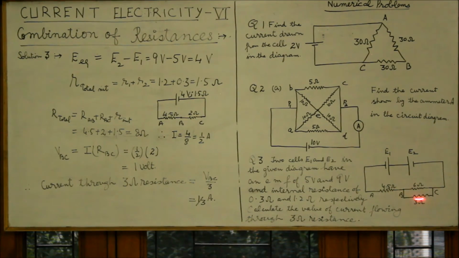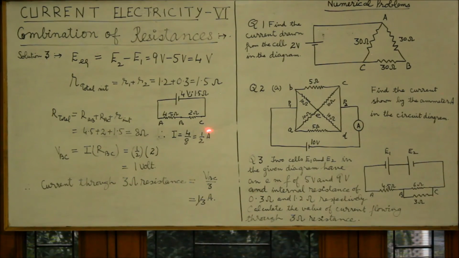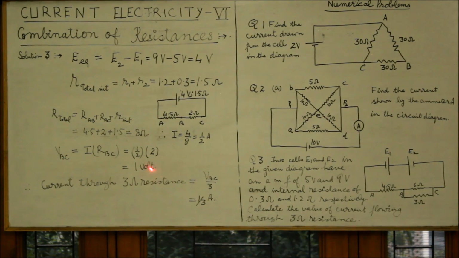So here this combination draws a current of half ampere and its resistance is 2 ohms. So potential difference between B and C is given by current into resistance, that is half into 2 or 1 volt. This 1 volt potential difference is available across 3 ohms as well as 6 ohms. We have to determine current through 3 ohm resistance. Therefore, the current will be VBC upon 3 equal to 1 over 3 ampere.